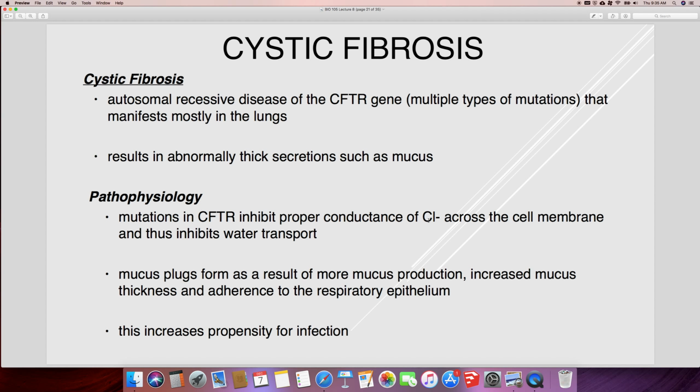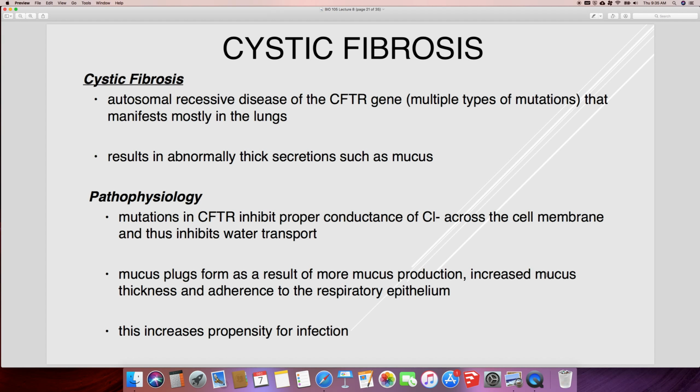So if Cl cannot be pushed across the membrane, then sodium is not going to be pushed across the membrane, and water is not going to be pushed across the membrane. So that's why the mucus is very, very thick. Not only that, but you're also going to have sodium and water move into the cells more often. And that's, again, because chloride is kind of hanging out inside the cell. So mucus plugs form as a result of more mucus production.